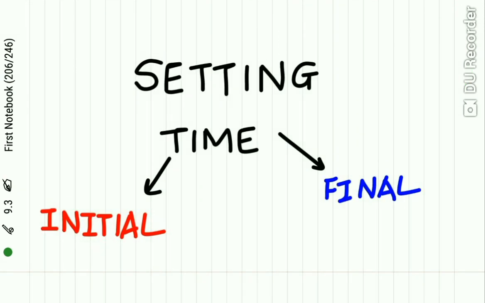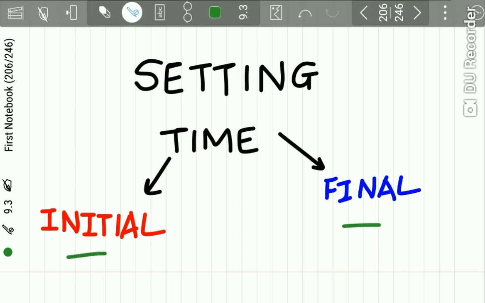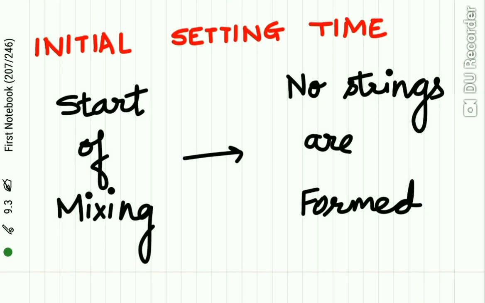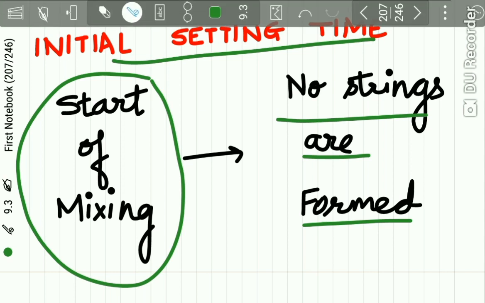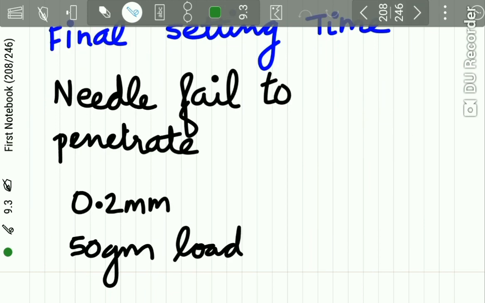Now, the setting time, the initial setting time and the final setting time. Now, what is initial setting time? The initial setting time is the time which elapses from the start of mixing until no strings are formed. You try to lift your spatula from the glass slab. The point at which no strings are formed is the initial setting time, and the material should be inserted in the patient's mouth at this initial setting time.